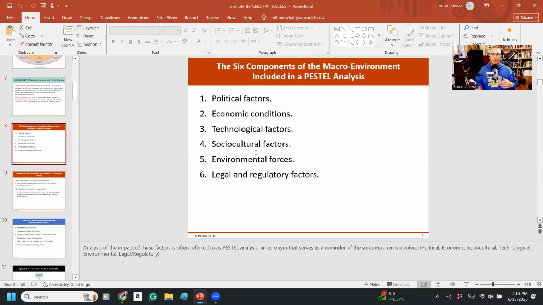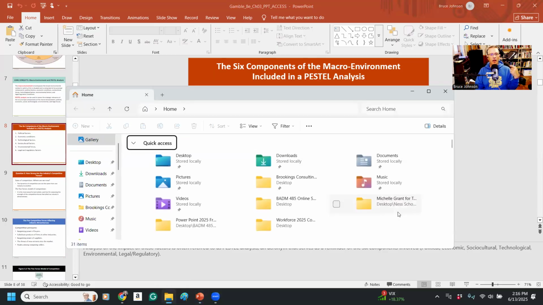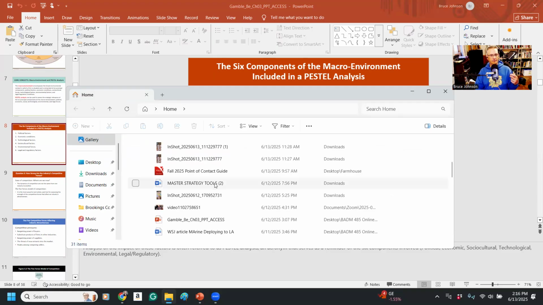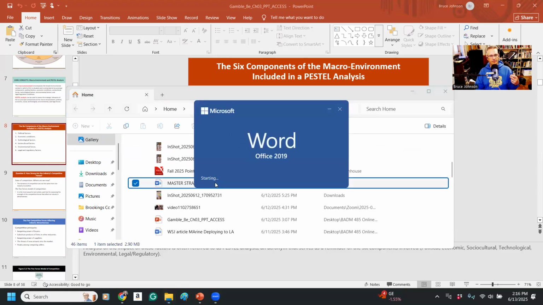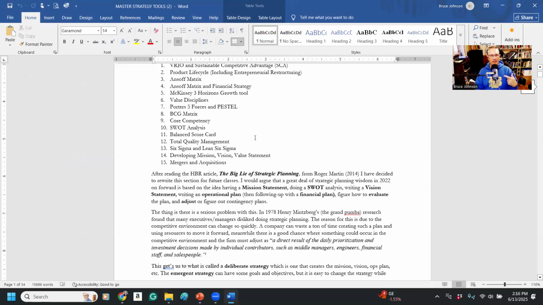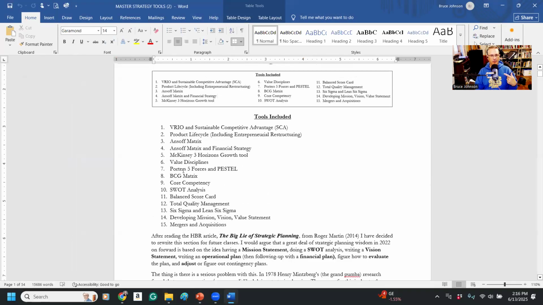The depth. Yeah. If you notice, we keep having to go back to that master strategy and tools document. There's a reason I created that. The reason I keep going back to that is because that document gives you a detailed analysis of those things. So here we have the Porter's five forces and the PESTLE.